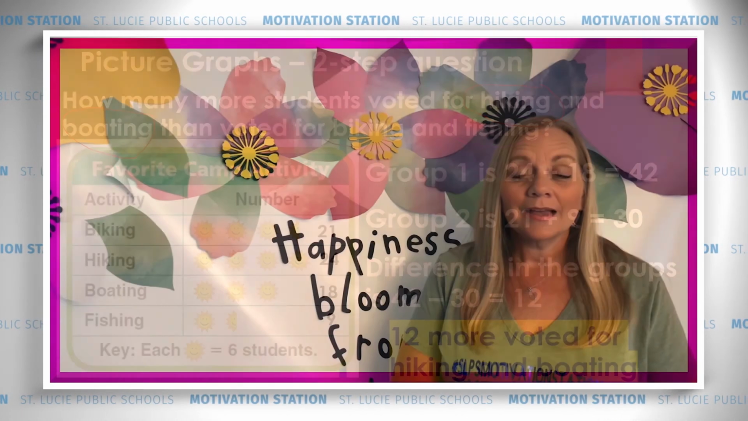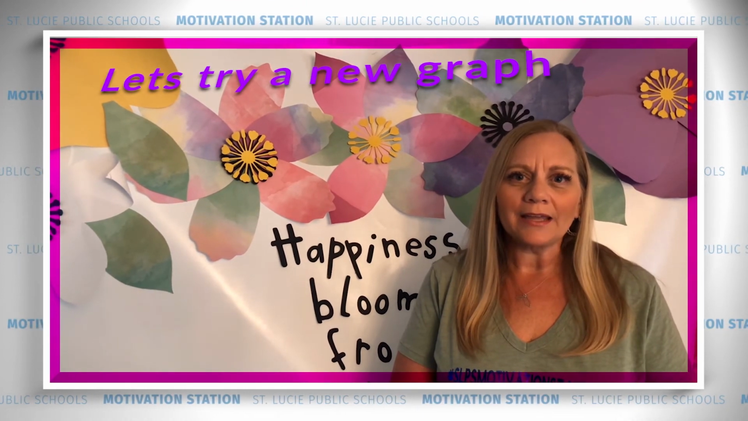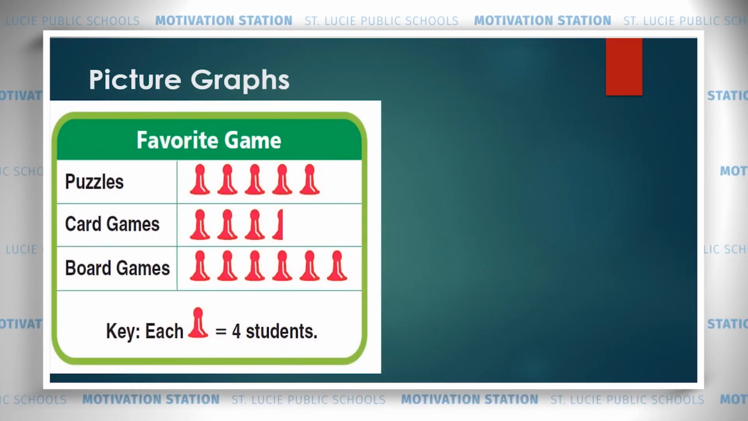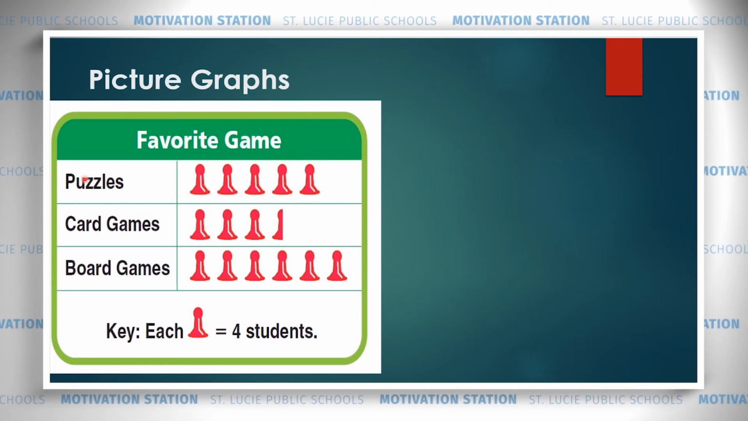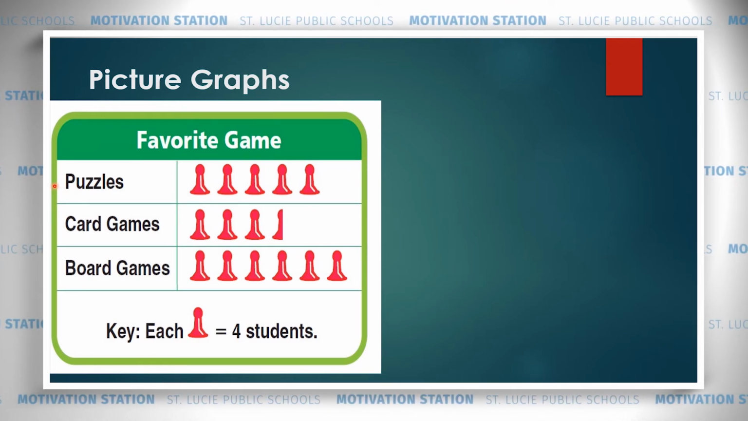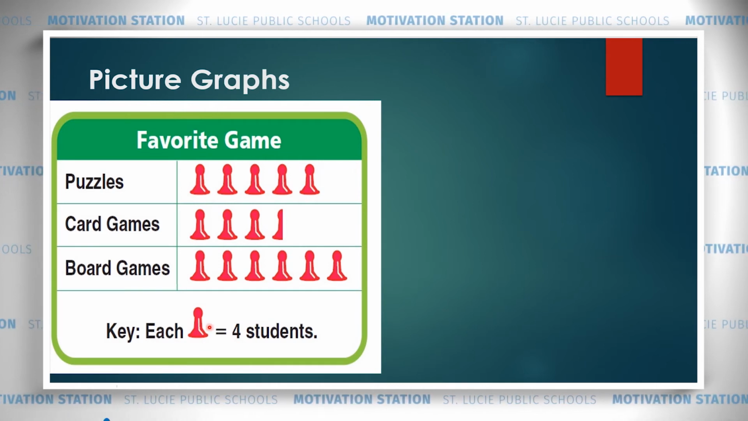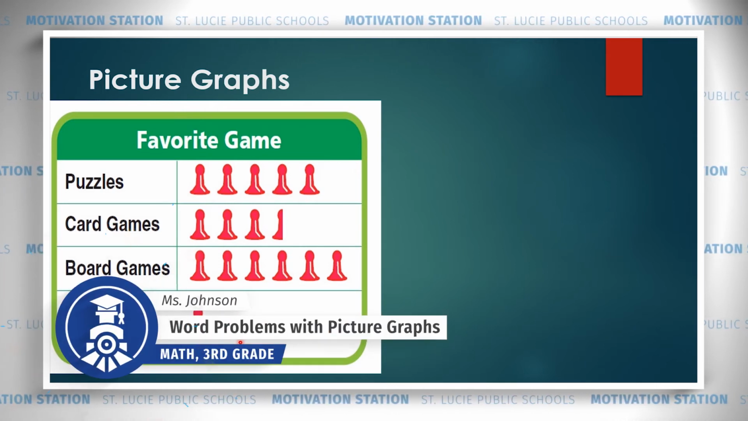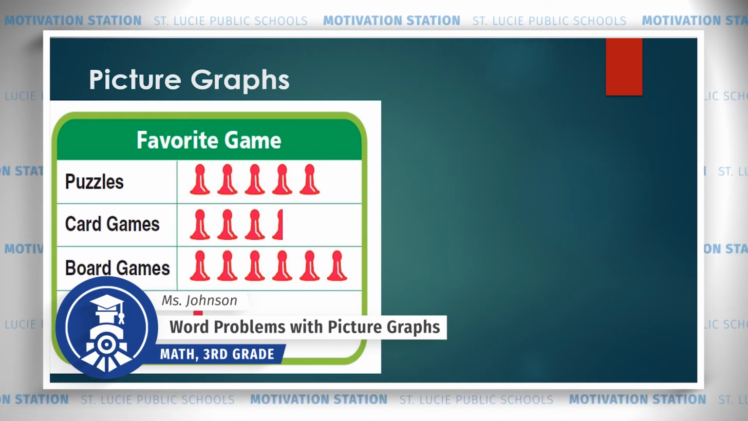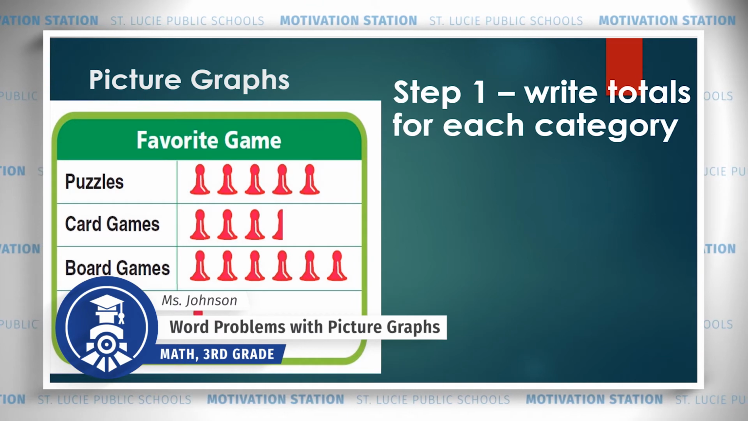Nice work. So we wrapped up the picture graph on favorite camp activities, and now we're going to try a new graph on favorite games that people have. This is the new picture graph. Students were asked what their favorite games were. Their choices were puzzles, card games, and board games. And you can see that each game piece represents 4 students that voted. As always, we're going to write the totals for each category.